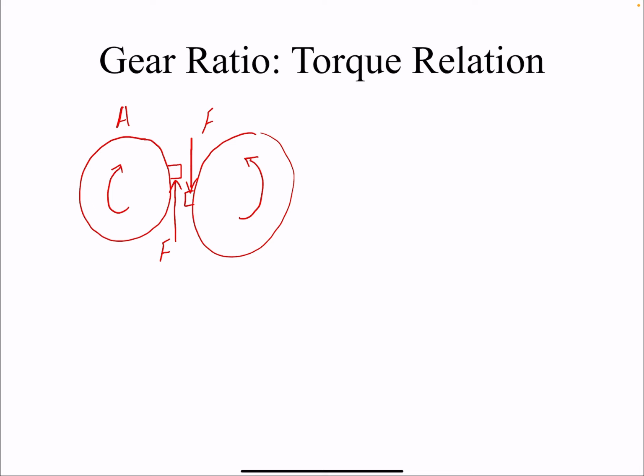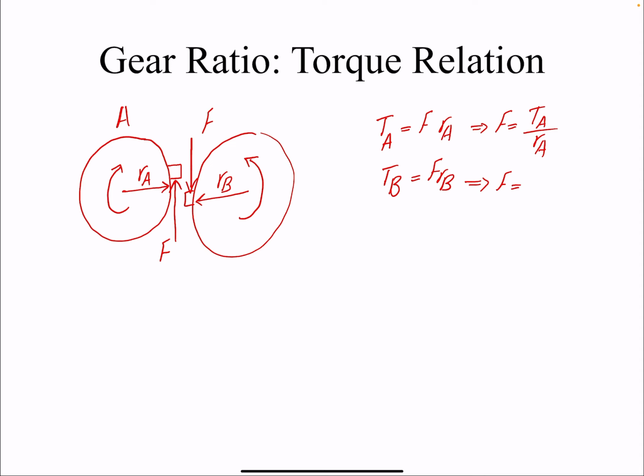So here again, the radii are RA and RB. If I want to find the torque for each case, TA would be F RA and TB would be F RB. Therefore, F is TA over RA.